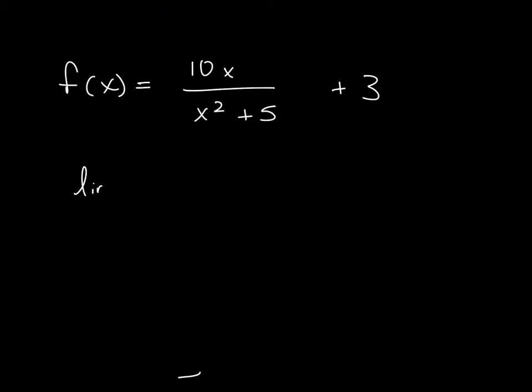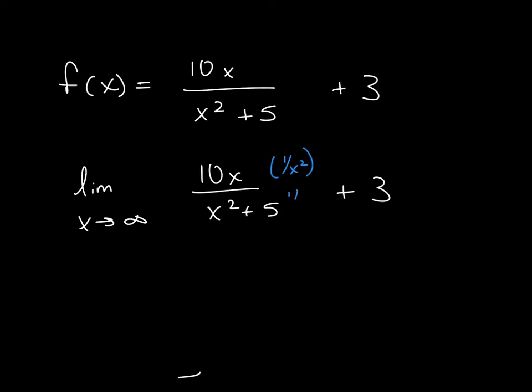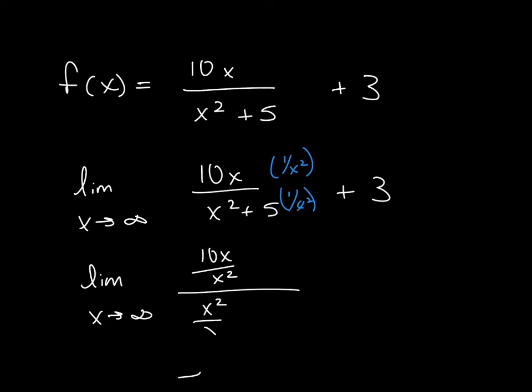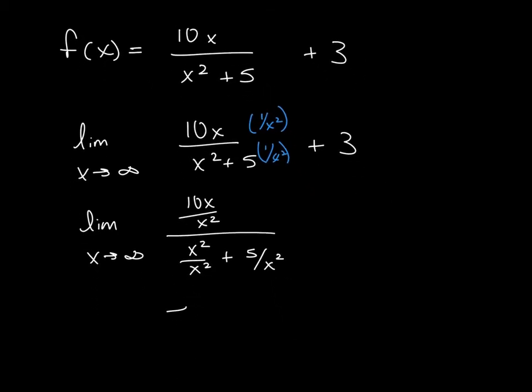So let's take the limit as x approaches infinity of 10x over x squared plus 5 plus 3. Now, same process here. I'm going to multiply this by 1 over the highest power in the numerator and the denominator. When I do that, I get the limit as x approaches infinity of 10x over x squared all over x squared over x squared plus 5 over x squared plus 3.